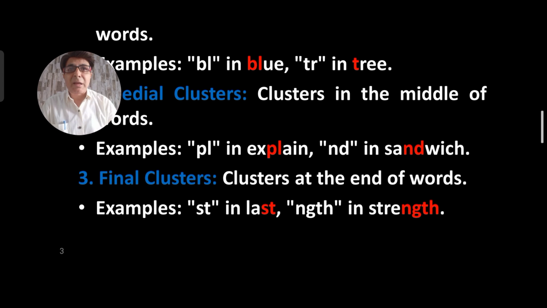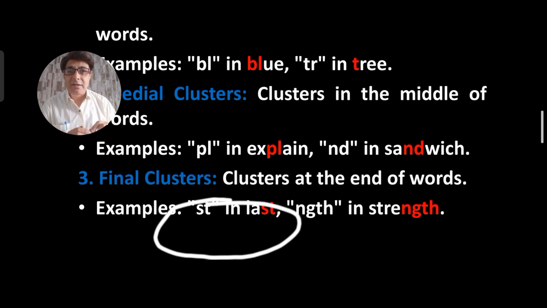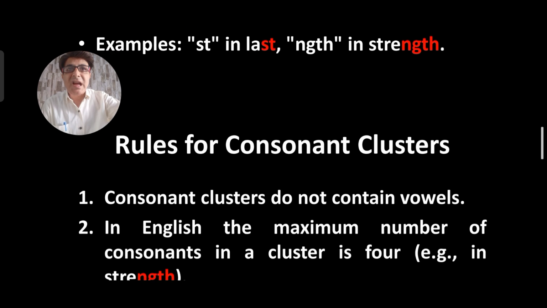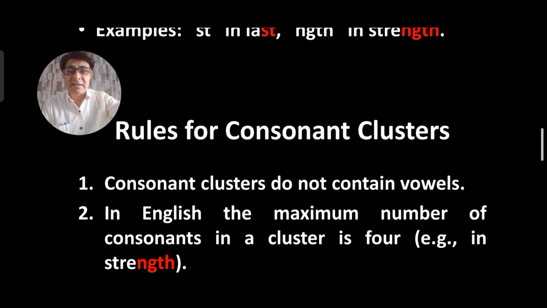And the third type is the final clusters. Final clusters are the clusters in which two or more than two consonants come at the end of the word. For example, last, here s and t come at the end. So these are the three types of consonant clusters in English.